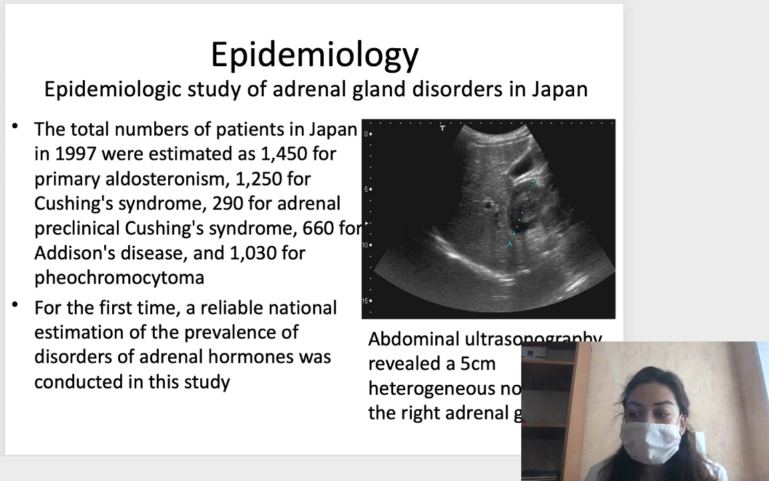You see that these are not very common diseases, but you will quite often meet them in your future practice. That's why learning these disorders is very important for you. For the first time, a reliable national estimation of the prevalence of disorders of adrenal hormones was conducted in this study. As an example, on the right you see abdominal ultrasonography revealing a 5 cm heterogeneous node in the right adrenal gland.